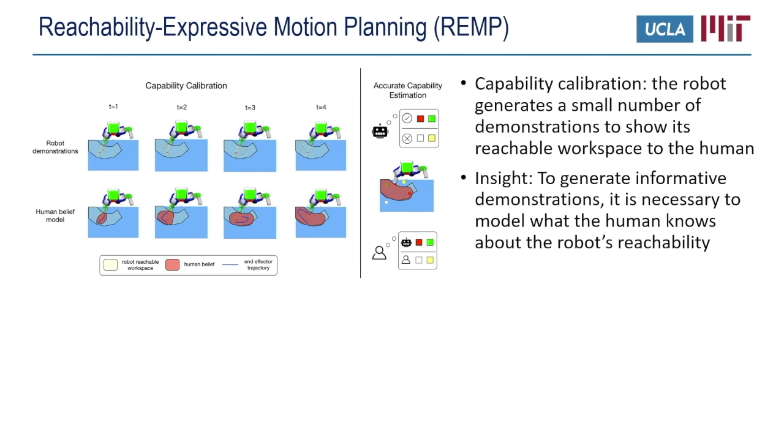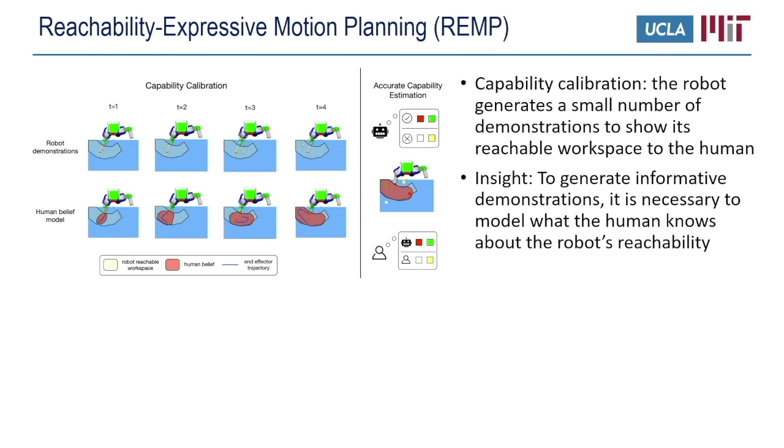To deal with issues caused by discrepancies in capability estimation, we envision a calibration phase. That is, before the task, the robot can generate a small number of demonstrations to show its reachable workspace to the human. To make these demonstrations as informative as possible, our intuition is that the robot should take into account human belief of its reachability, so that in the next demonstration, the robot may move its end effector to somewhere in its reachable workspace the human doesn't really know about.